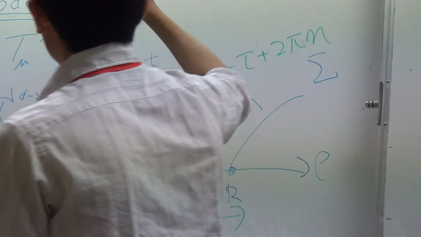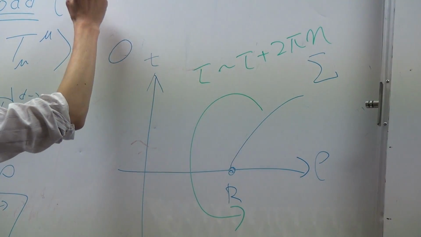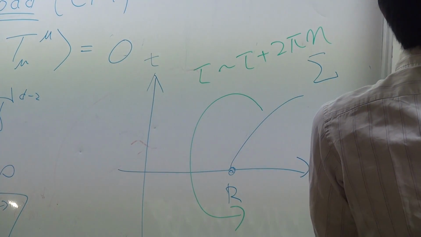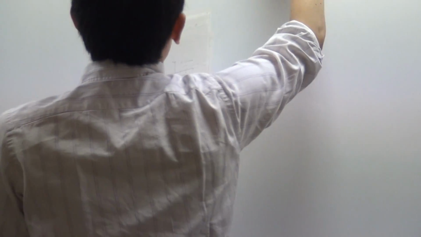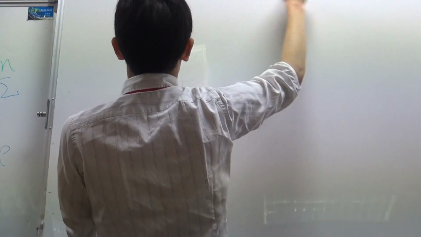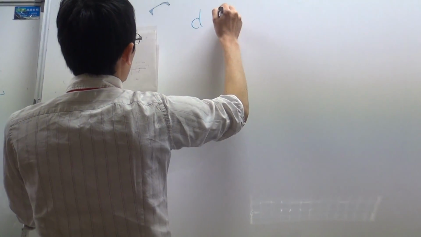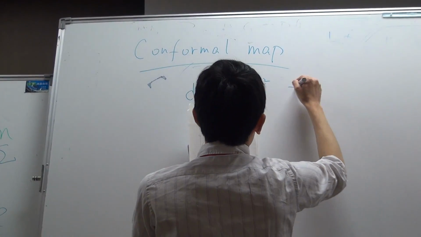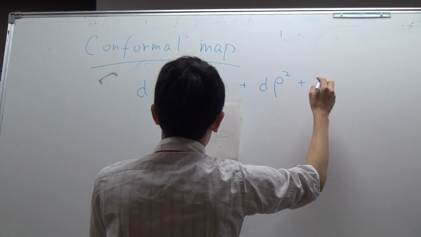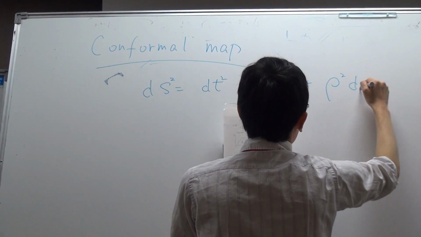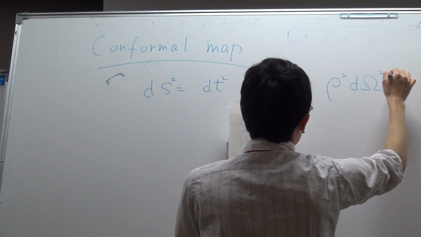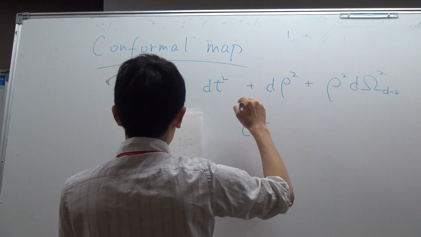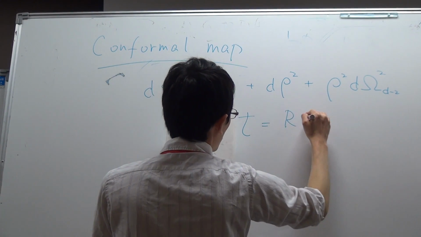Okay, so now here I always consider conformal field theory, so I can use conformal mapping. I originally had a flat space whose metric is given by dt squared plus dρ squared plus ρ squared times the metric of the d minus 2-dimensional sphere. But I changed the coordinate, so I redefine ρ in this way.